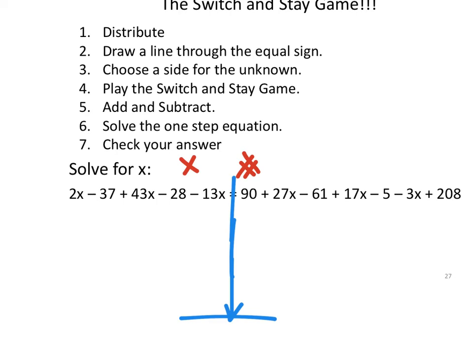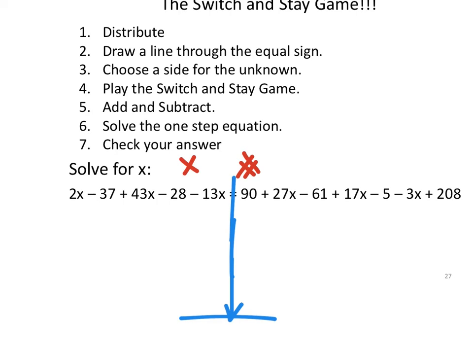Play the switch and stay game. So this is what I'm going to do. I'm going to go from left to right through all the terms. Now, the thing about the switch and stay game is that any term that crosses that blue line that I've drawn, I have to change its sign, which creates kind of a little bit of a rhyme, right? If it crosses the line, then you change the sign. Yeah, that seems to rhyme pretty good.